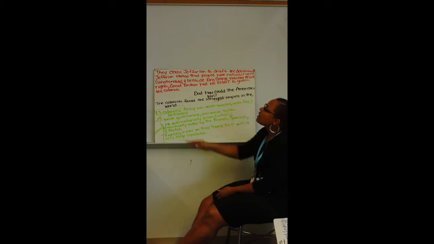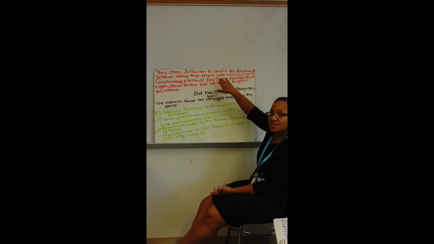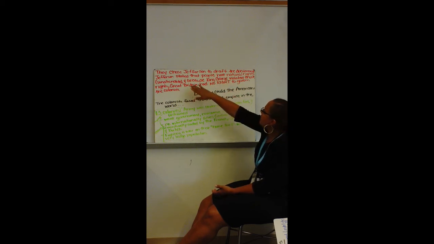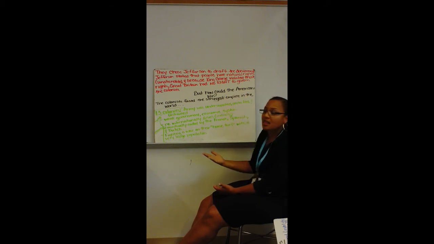He was very young. Jefferson stated that people have natural rights, and he got this from the Enlightenment ideals that y'all should have studied last year. And he said those natural rights were inalienable because King George violated those rights. Great Britain had no right to govern the colonies.